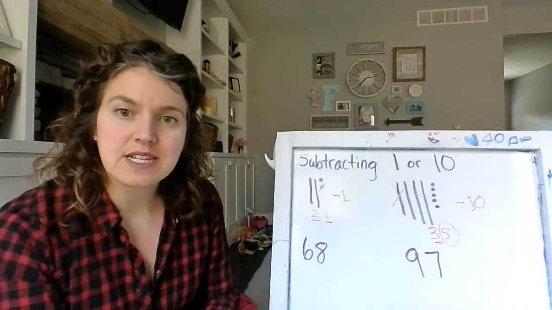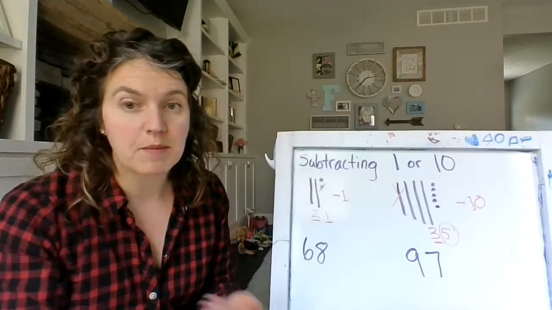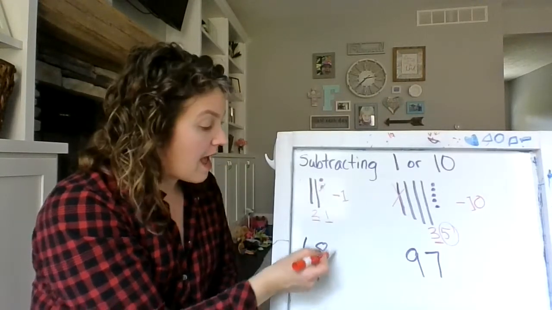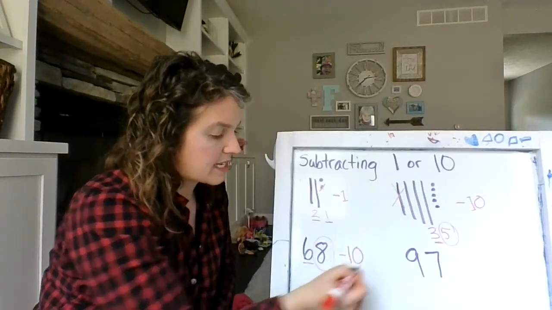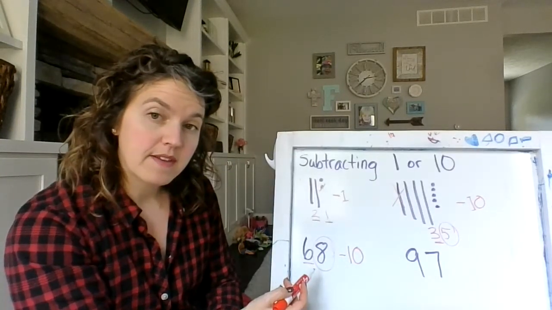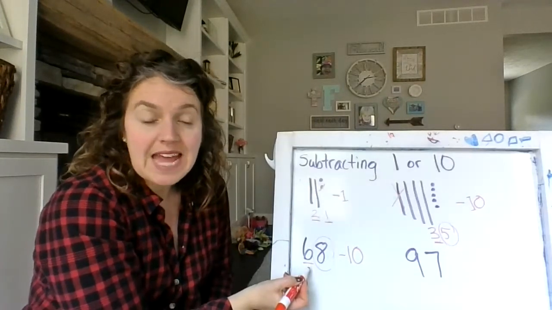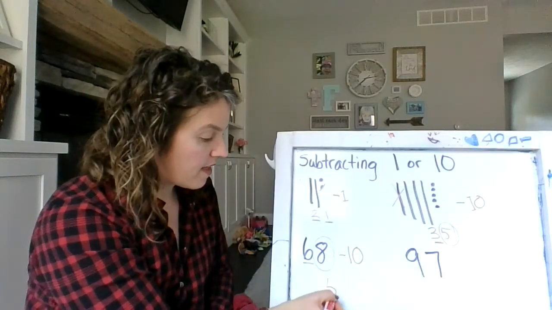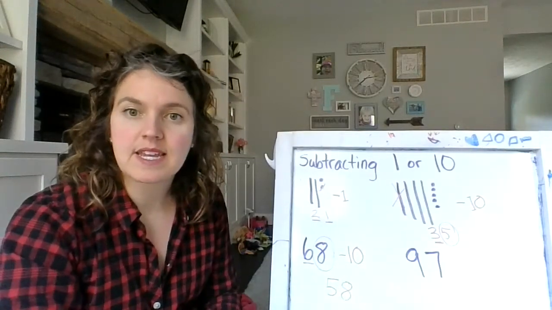All right, let's take a look at 68. So there's no more pictures for us to count. That's okay though, because we can decompose the number, and we know that this 6 means 60, or 6 groups of 10, and this 8 means 8 ones. So if I'm going to do 68 minus 10, is my 6 going to get smaller or my 8 going to get smaller? My 6, because this is the number that shows me which groups of 10s I have. So 6 take away 1 is 5. So now I'm going to have 58 instead of 68.